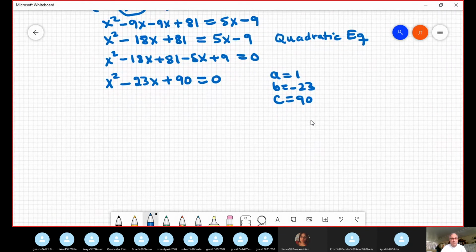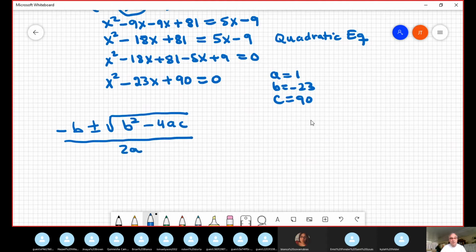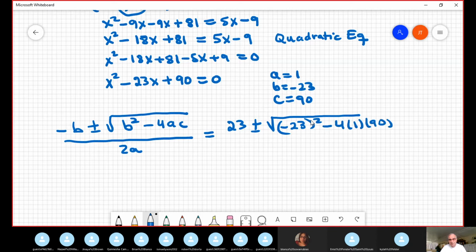Now the formula: minus B plus or minus square root of B squared minus 4AC, divided by 2A. A is 1. Remember, B is negative 23. When you plug it in here, double negative becomes positive. Here is minus 23 squared. It always happens that when this is squared it becomes positive. Minus 4 multiplied by 1 multiplied by 90. Everything divided by 2 times 1. Yes. Then I put it in my calculator.